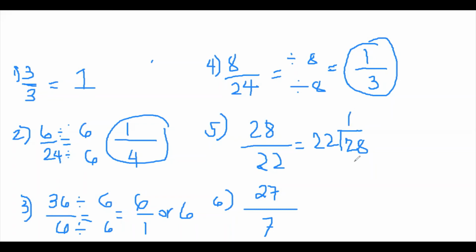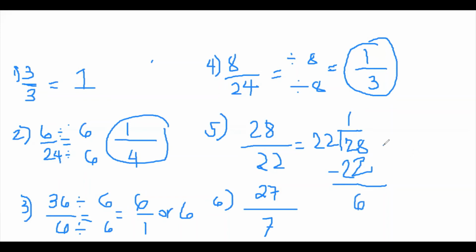because 1 times 22 is still 22. We don't need a larger product here because it will go over our dividend. So it's against the rule. So we have to subtract it. 28 minus 22 is 6.